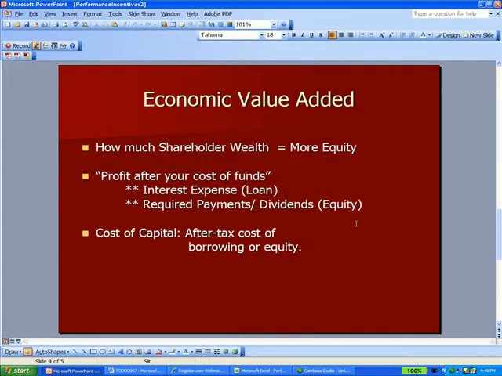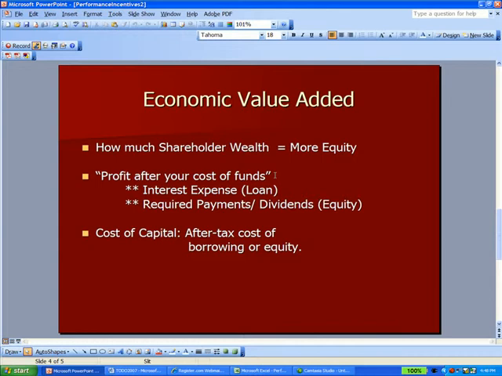That brings us to our second term, economic value added. If you think about our basic balance sheet formula of assets minus liabilities equals equity, EVA, economic value added, means how much shareholder wealth is generated or added, which also means how much equity is added. Another way I say it is your profit after your cost of funds, because the funds you get to run your business have a cost to them.